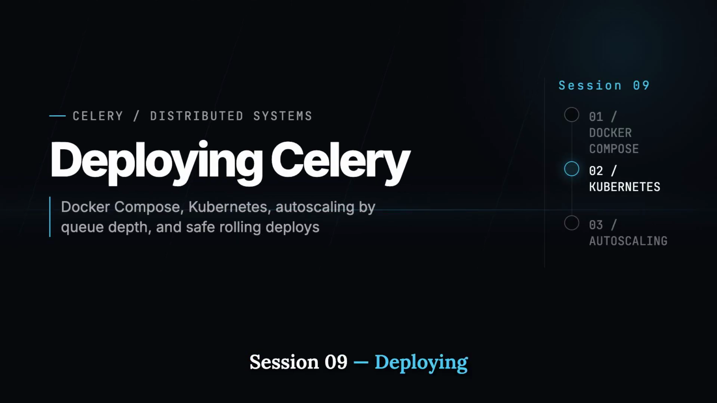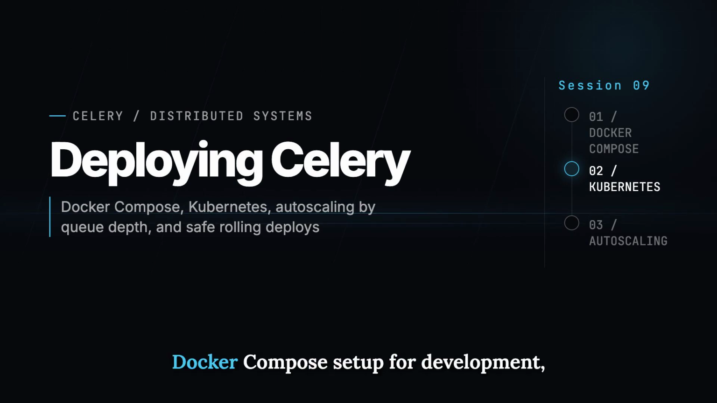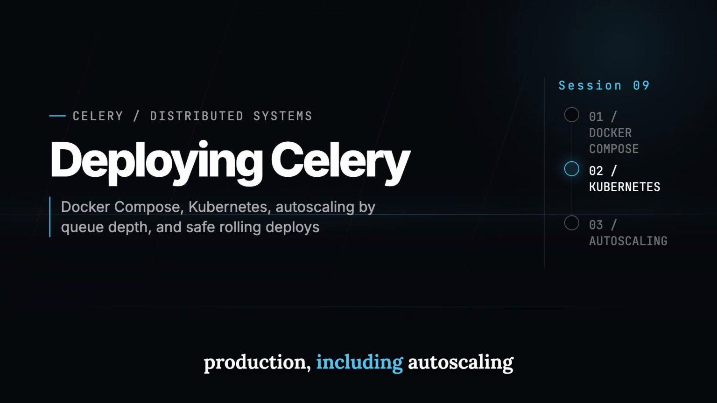Session 09, Deploying Celery with Docker Compose in Kubernetes. Sessions 01 through 06 assumed a broker and a worker already exist somewhere. This session covers how to actually ship that stack, a full local Docker Compose setup for development, and a Kubernetes deployment for production, including auto-scaling workers by queue depth rather than CPU.